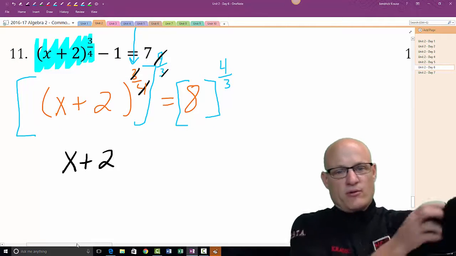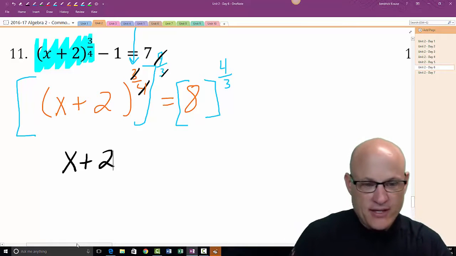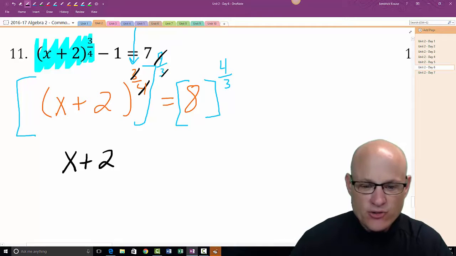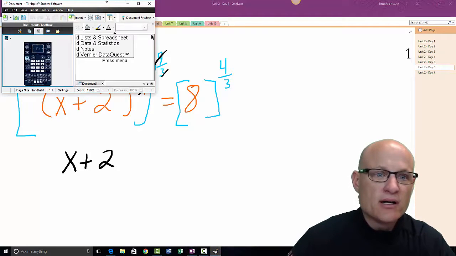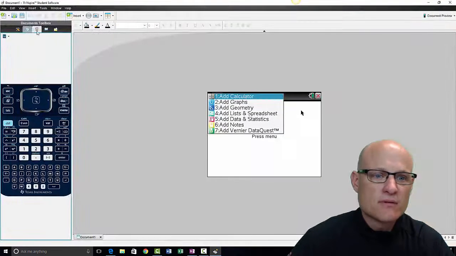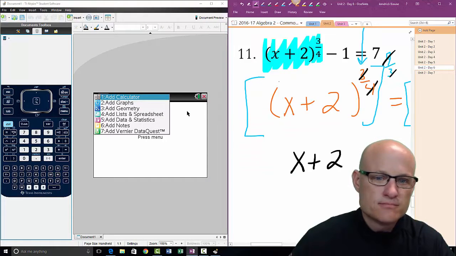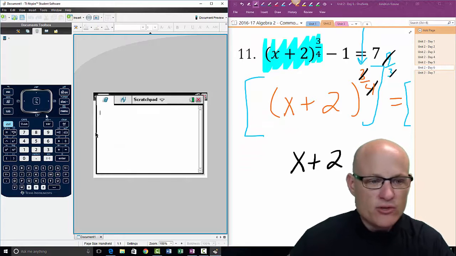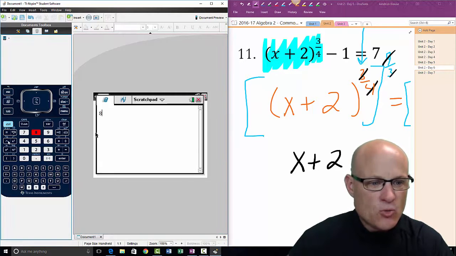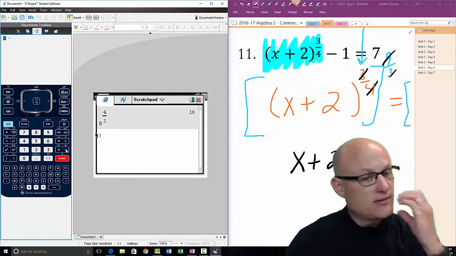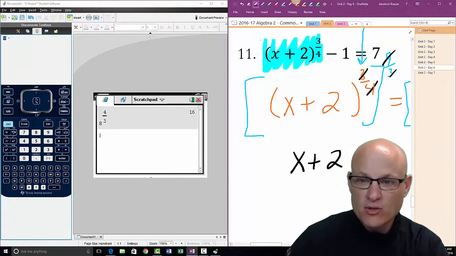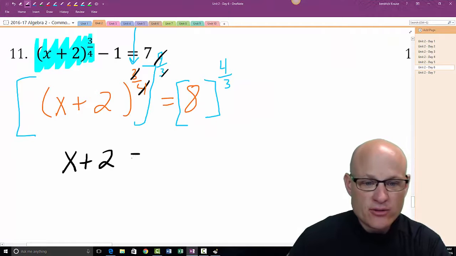Now I'm going to talk to you about rational exponents because I think it's important that you understand these. But let's just go over to the calculator. I want to do 8 raised to the 4/3 power. And you're going to find out this is 16. So I come back to my work here. This is equal to 16.